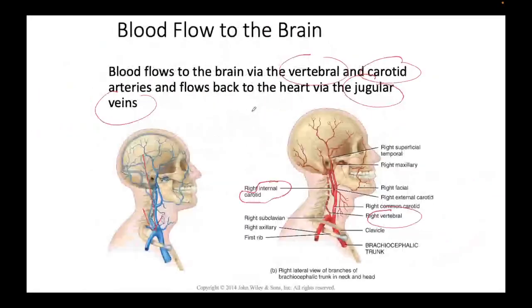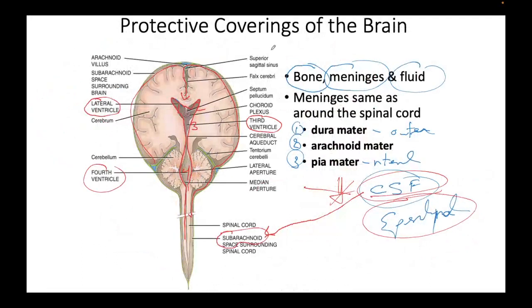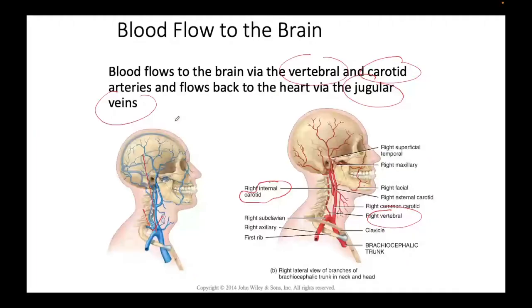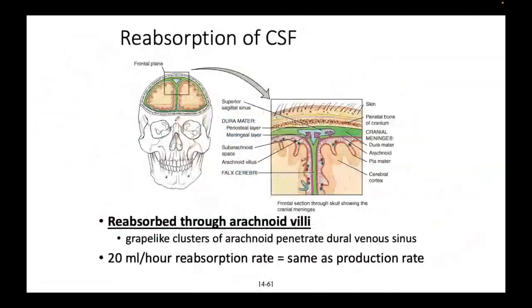Let me see if I have a picture of it. Right here, the superior sagittal sinus, right up in here, it gets reabsorbed. Oh, here it is. Great. So we can see the reabsorption of it way up at top. It's reabsorbed through these arachnoid villi. It looks like these grape-like clusters that we see on the top here. Okay, the arachnoid villi is where the CSF gets reabsorbed. All right, and it's up in that superior sagittal sinus, way up at top, right in here.